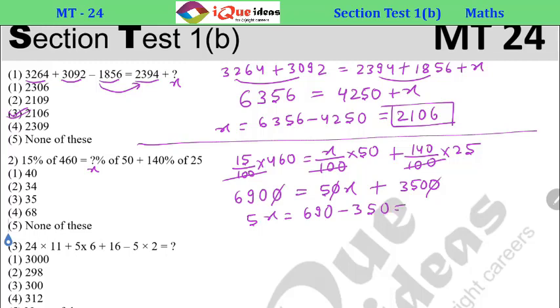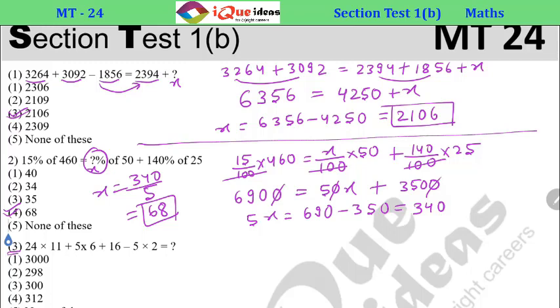So normal subtraction will give us 690 minus 350, that will be 9 minus 5 is 4, 6 minus 3 is 3, so 340. So x is equal to 340 divided by 5. If you divide simply, it is 68. So the value of X, value of unknown here is 68, which is fourth option. That's the correct answer. Okay.